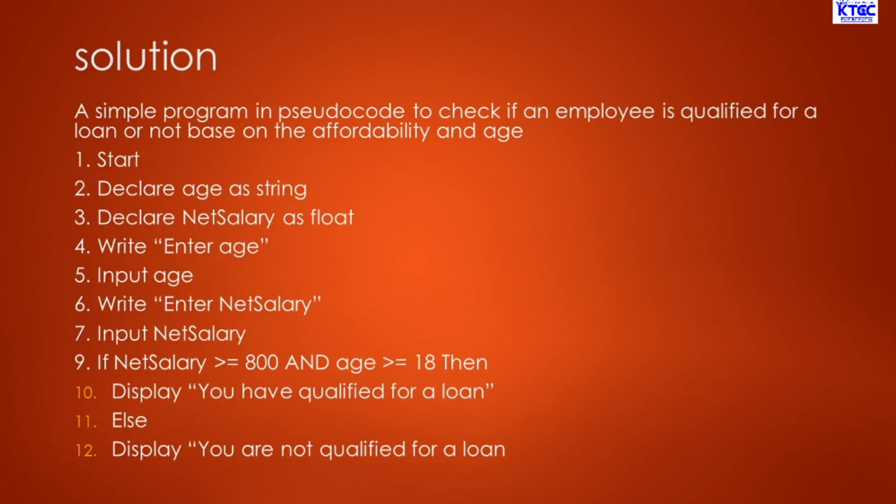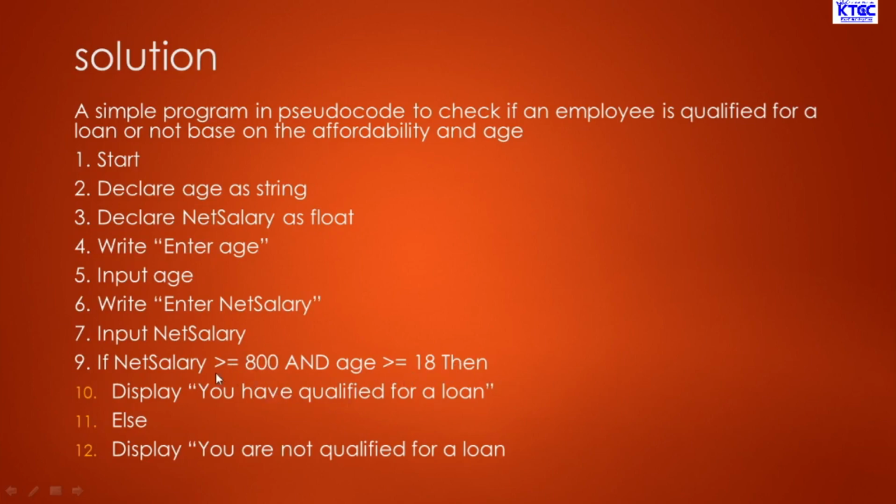Now we make the decision. If net salary is greater or equal to 800, it means your net salary is equal to 800 or more than 800 Ghana cedis, and your age is equal to or greater than 18 years, then you are qualified for a loan. So it will display and tell you that you have qualified for a loan. But if this is less than 800, and whether you are 100 years here, so far as this one is false, you are not qualified for a loan. If you like, get 10,000 Ghana cedis here, which we know is greater than even your requirement of 800, provided you are not 18 years, which means this is false, you are not granted a loan.